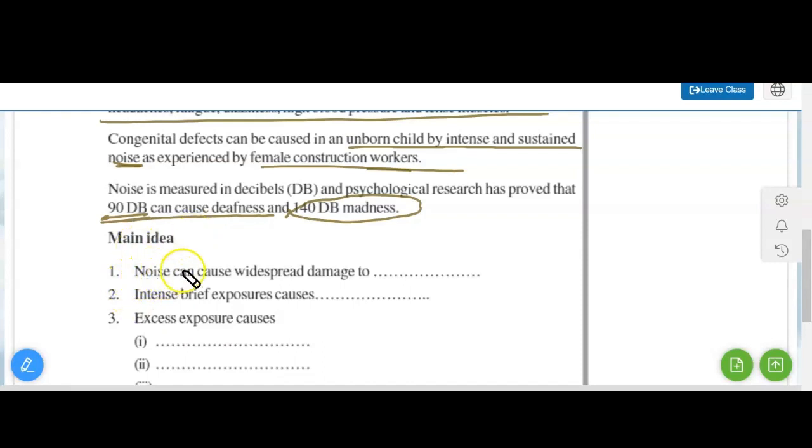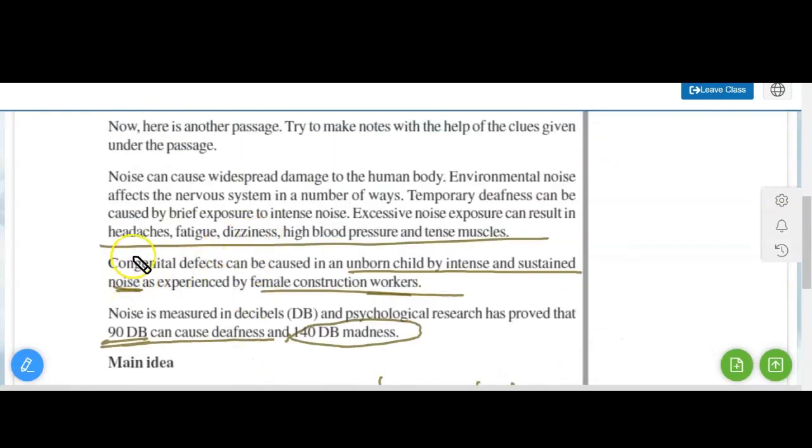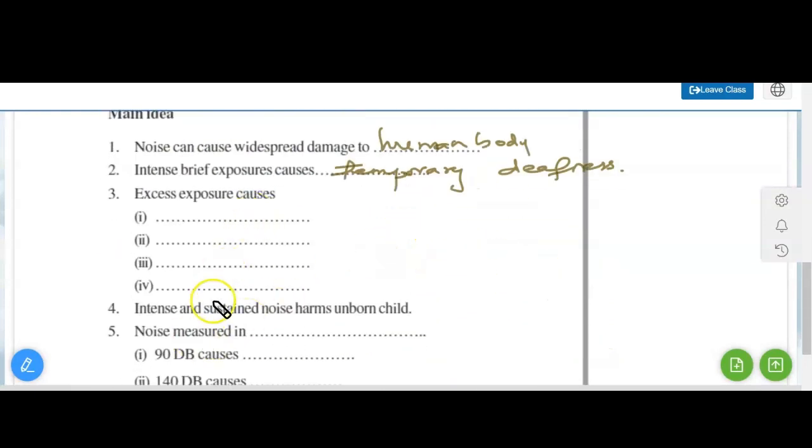So the first one is noise can cause widespread damage to what? To our human body or human brain? Human body, as given in the passage. Intense brief exposure causes temporary deafness. Loud noise we hear, we can become deaf too. Excessive exposure causes, too much exposure causes headache. Here it is mentioned: headache, fatigue, dizziness, high blood pressure, and tense muscles. You can list all these here.